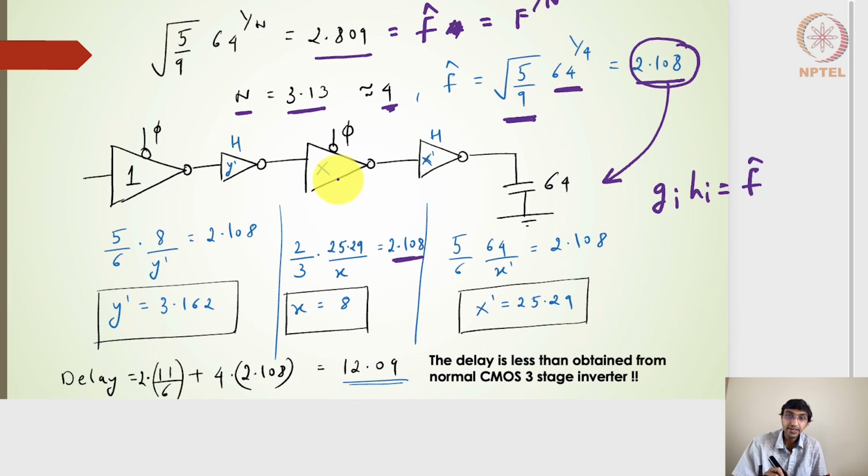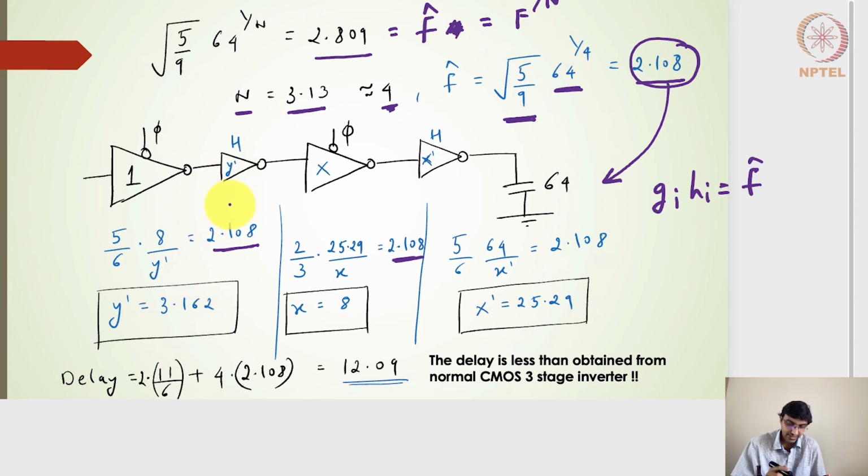So we have to appropriately design the transistor sizing for this dynamic inverter as well. This particular high skewed inverter, again, I have given a size of Y dash, and we need to find out Y dash. We know 2.108 as the stage effort, and 5 by 6 multiplied by 8 by Y dash will give me Y dash as 3.162. Again, it's a high skewed gate size.